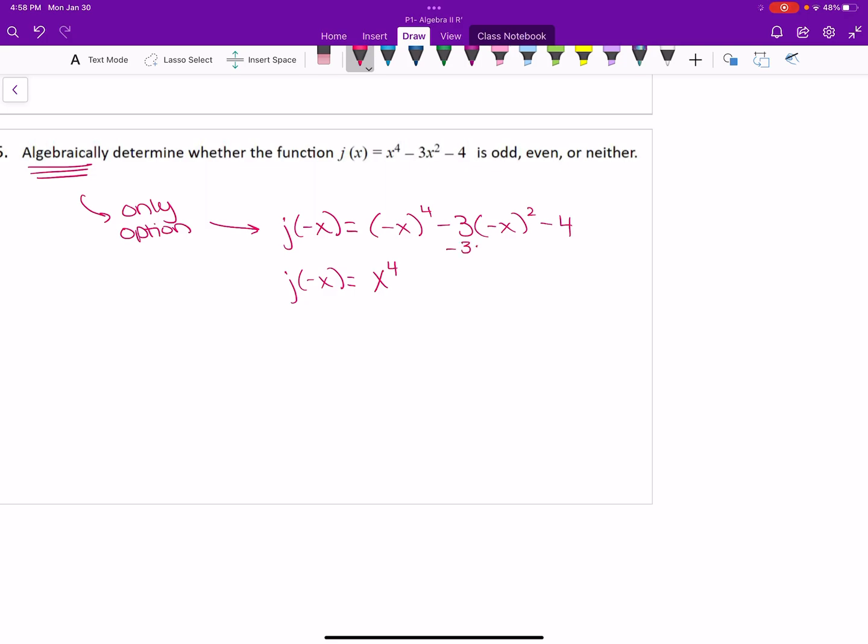Negative 3 times negative x squared. Negative x squared is positive x squared. The negative gets canceled. So the negative 3 times x squared is negative 3x squared. And minus 4 comes down as minus 4. So this function is even. And if they ask you to explain why, it's because the entire function remained the same.